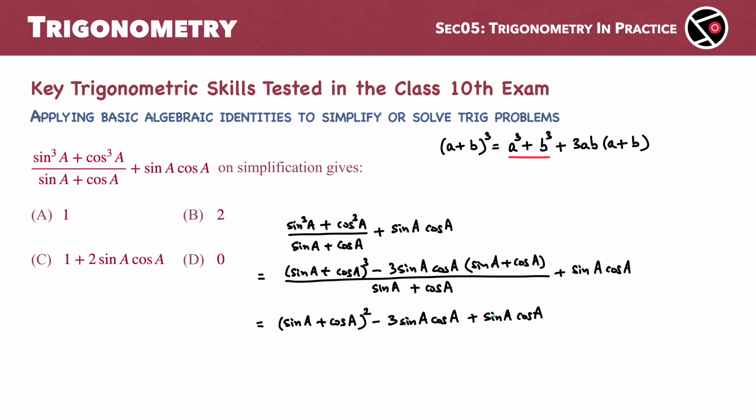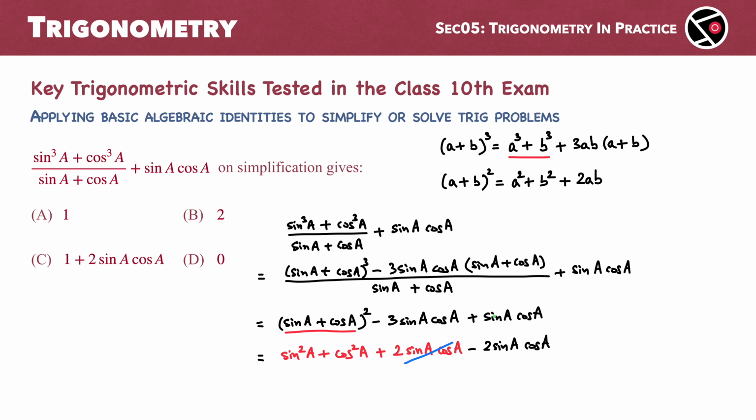We also have a square of a sum. Remember the identity. A plus B whole square equals A square plus B square plus 2AB. Using this, we simplify. Finally, sin square A plus cos square A equals 1. Our expression simplifies to 1. A is the correct choice.